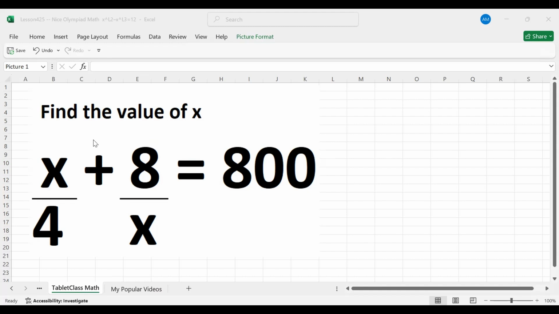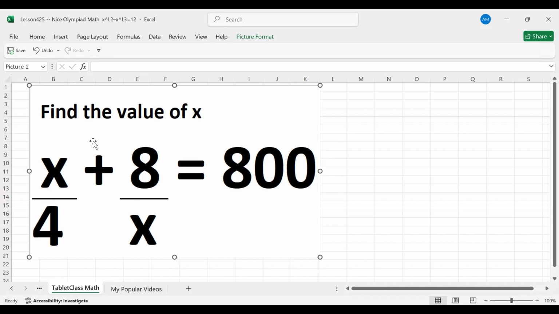So we have worked out this problem for you to solve, and let's test whether we can achieve this solution. It means we want to find out the value of x, such that this equation comes to 800. Okay, the result goes to 800.